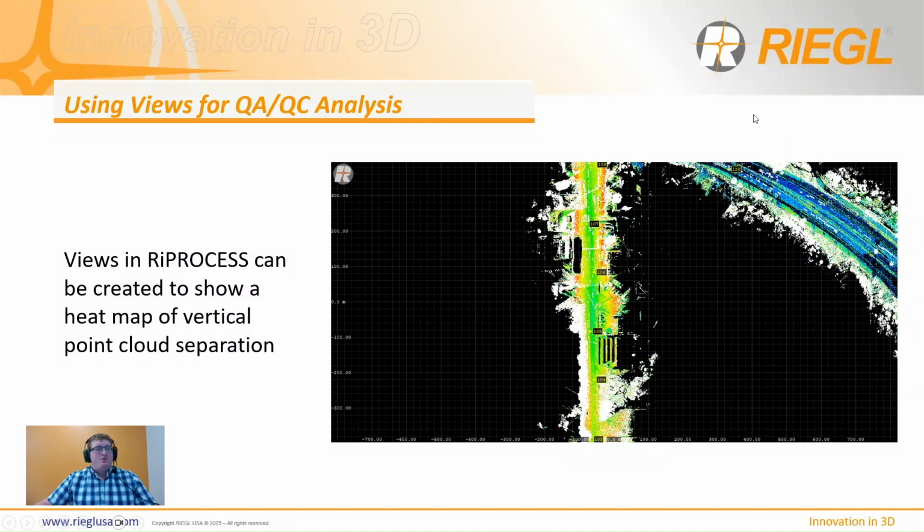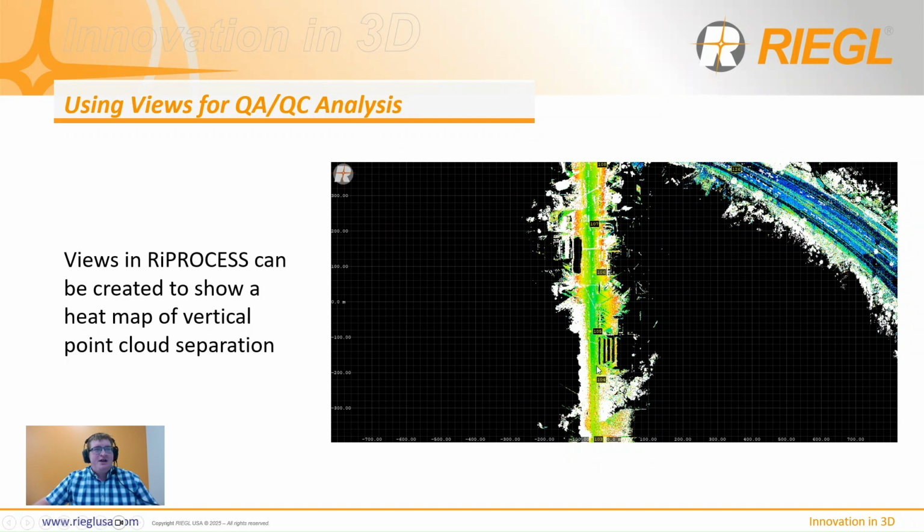Next, I would like to review and show off some handy tips of using some different views in RiPROCESS to be able to live QA/QC your data of its vertical separation. So in RiPROCESS, we can create these almost heat maps to show live what the actual data separation is between different drive passes. And this is really handy for understanding what RiPROCESS is doing before it adjusts and after it adjusts to ensure that you don't have any more areas of vertical separation.